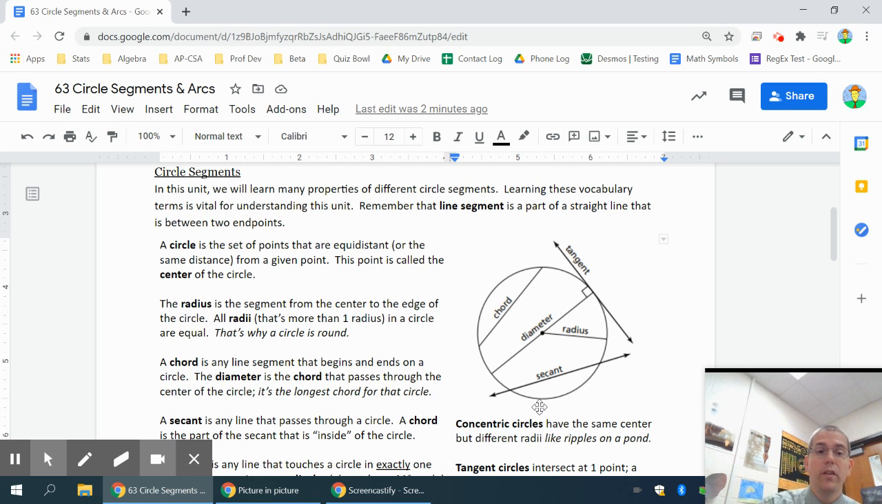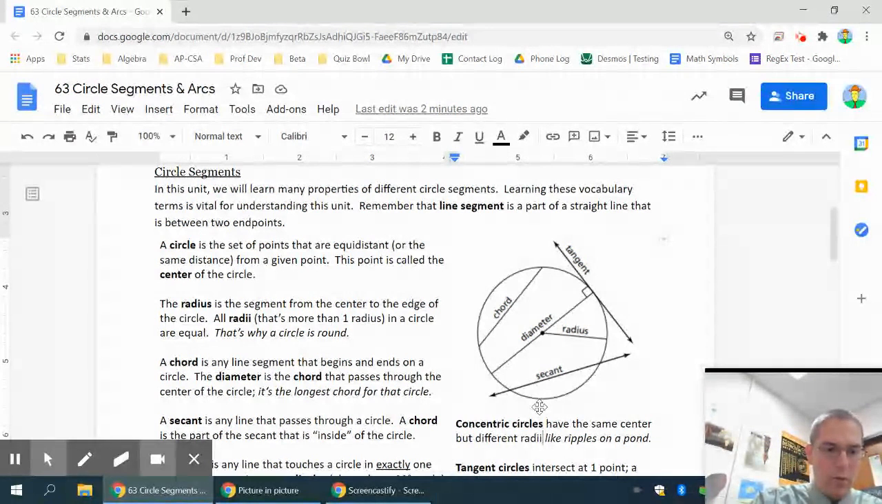Okay, today we're going to be looking at a lot of different circle vocabulary about segments and arcs. I've got those written definitions, but the main thing, more than knowing a formal written definition, is if you can identify these things when they show up in a circle.